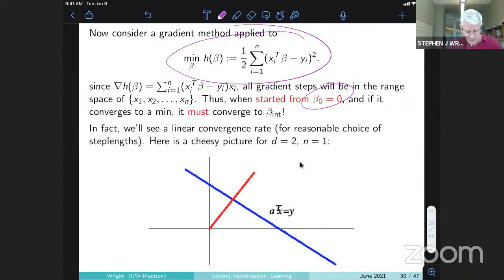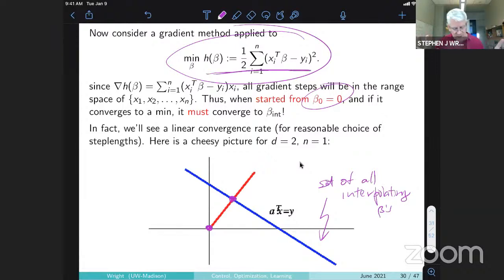So what that means is that the blue manifold is the set of all interpolating betas. This is a very cheesy, tiny example, but any beta on that blue manifold will exactly fit the data. The minimum norm solution is right here. But it turns out if we start from 0 and run gradient descent on this function with no regularization term on the beta, all I'm doing is taking the least squares objective and running a gradient descent algorithm.